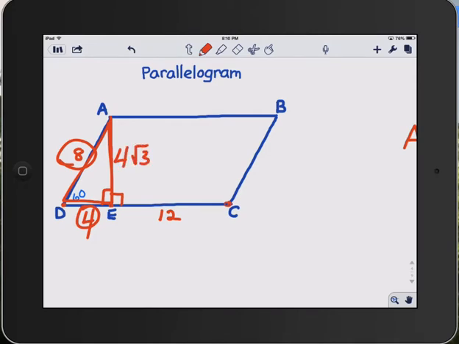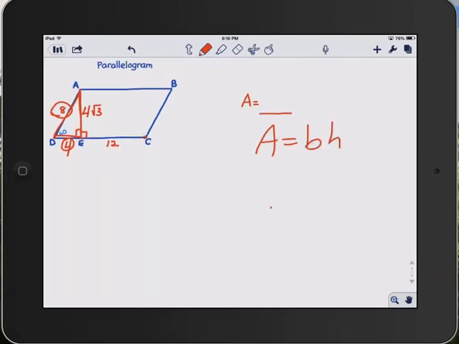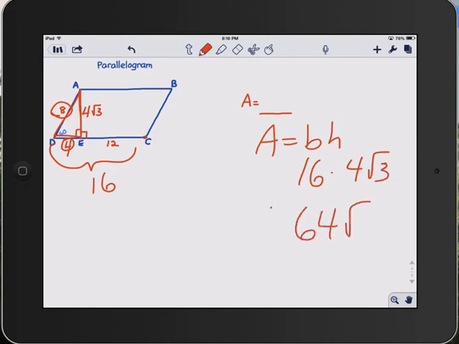So now we can plug in the values into the formula. The base is the 4 plus 12, which is 16, times the height, which is 4 times square root of 3, which gives you 64 times square root of 3 for an answer. Next question.